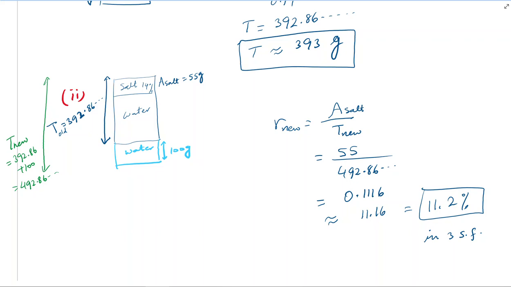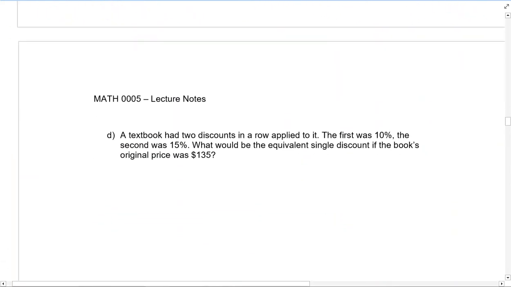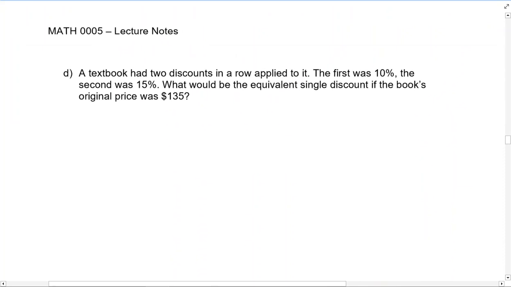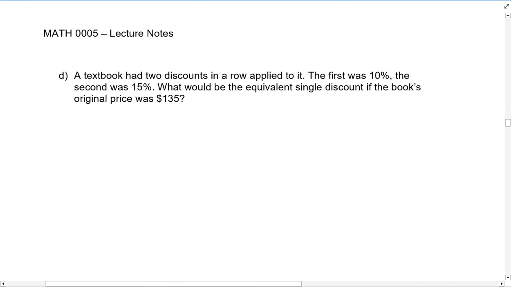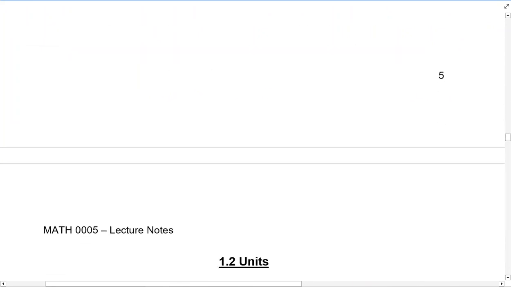So we have one more question on percentage. You guys can try it out. Alright, so this is the last question for this section, I believe.